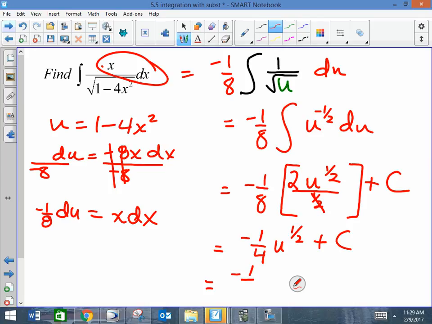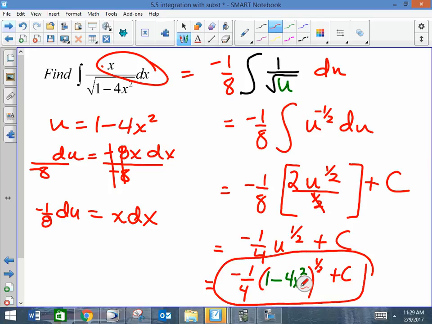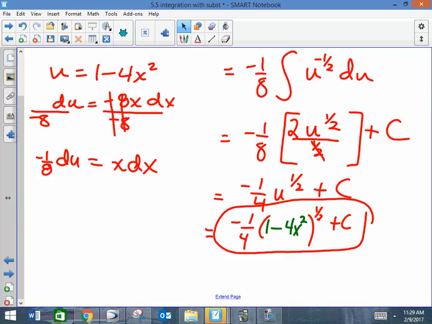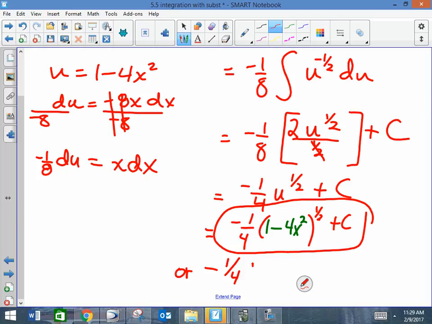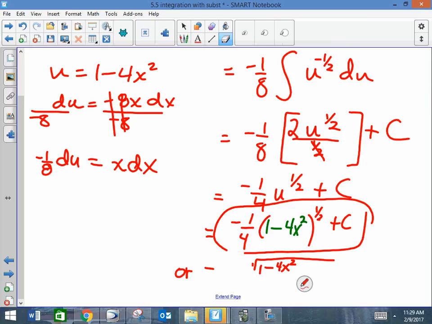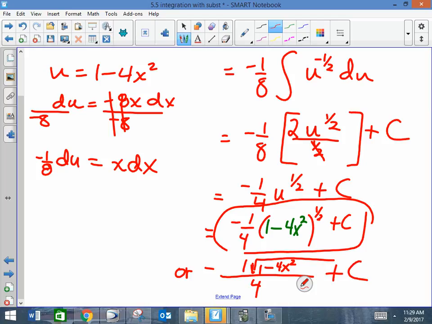U to the 1 half. And now we can put our u back in, and you can put the radical back or you can leave it like this. Okay? That would be the same thing. Usually that means you can leave it like that, yes.